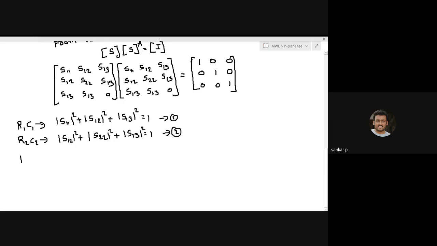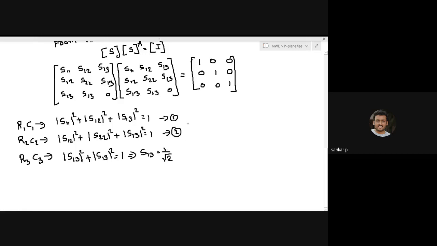Again, do row 3 column 3: S13 square plus S13 square equals 1. That implies S13 is equal to 1 by root 2. We got S13 equal to 1 by root 2.